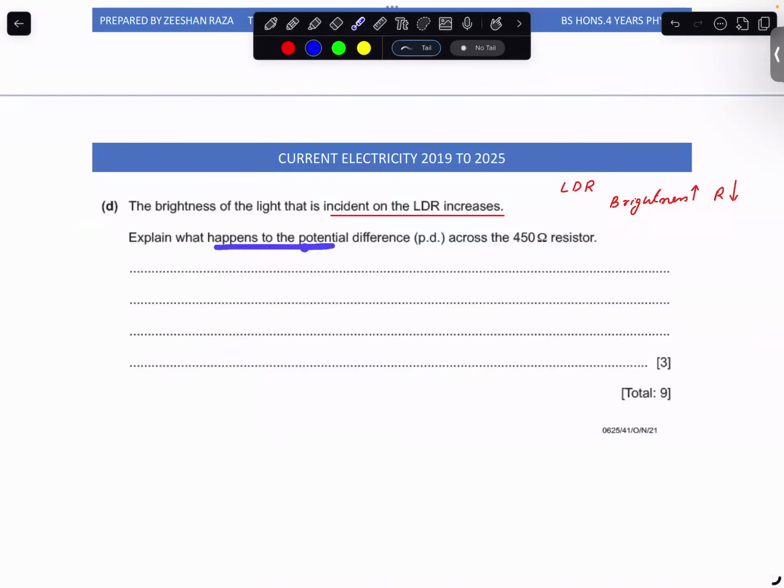Explain what happened to the potential drop across the 450 ohm resistor. Another thing: PD and resistance are directly proportional to each other. It means if the value of the resistance is more, then the drop of the potential will also be more, and vice versa. So to find this answer, given the situation I have described to you, now let me write the answer for you.